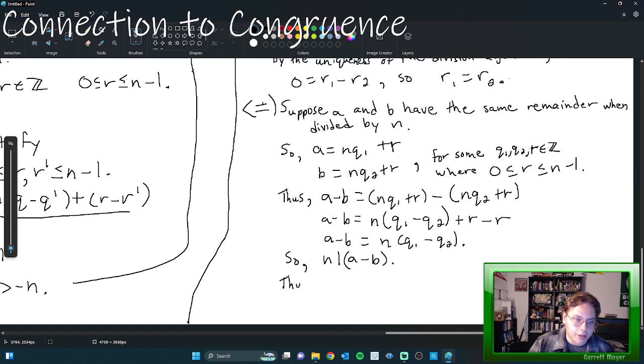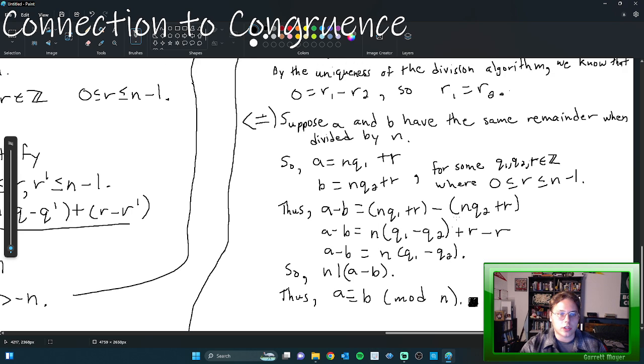Thus, what do we have? We have A is congruent to B mod n, just by the definition of congruence mod n. And that is our proof. So we've shown both directions of this.